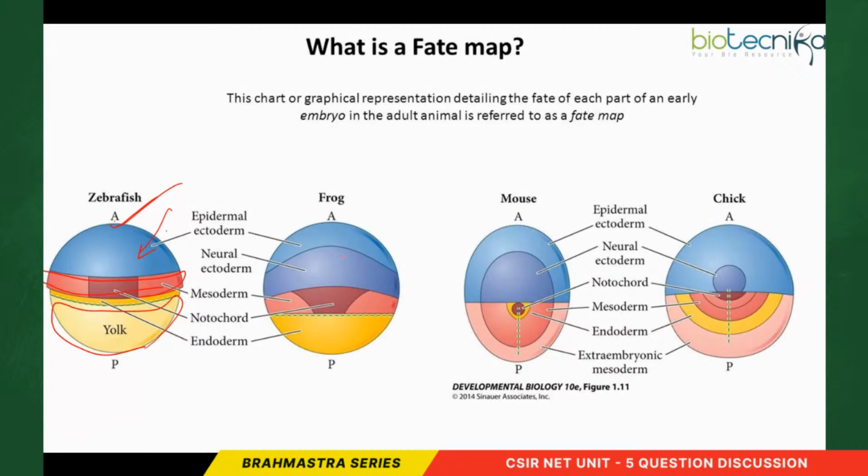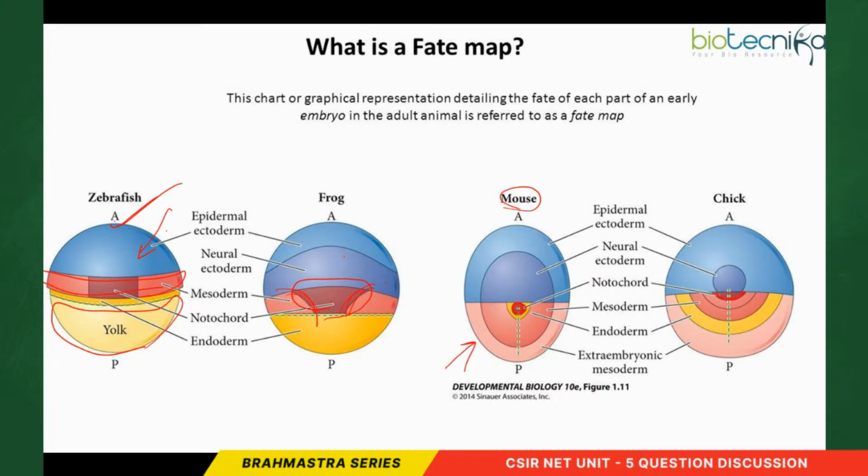And then frog, you can see there is a typical structure like this over here, and this is what is going to form the notochord. So the notochord structure is like this. Whereas in mouse, you would see the notochord structure is a small area in the early embryonic stage, and in the chick, it is like a semicircle.